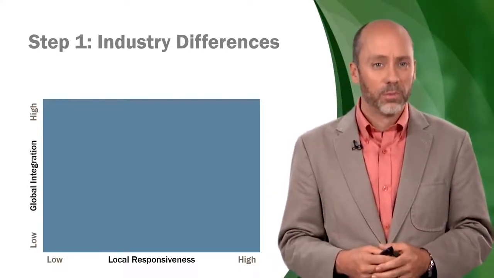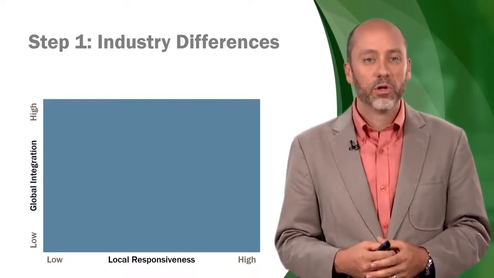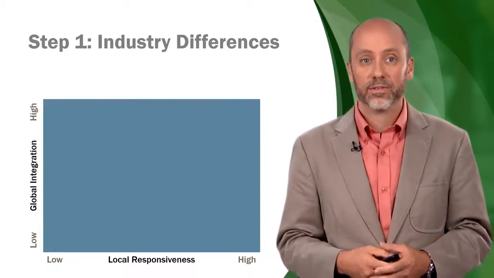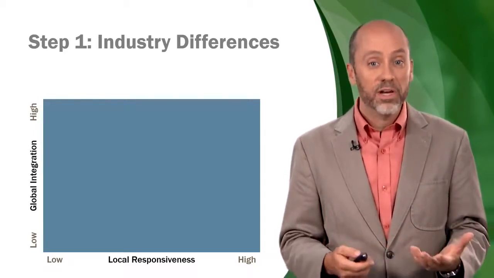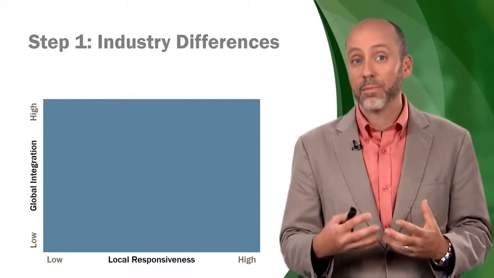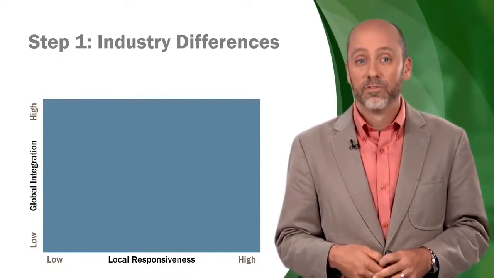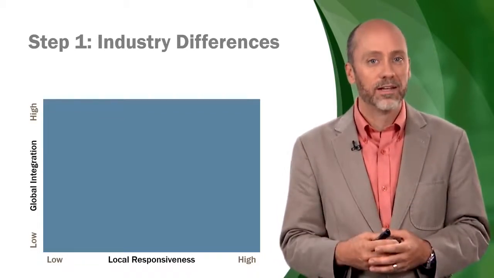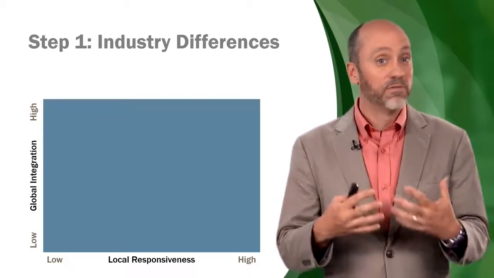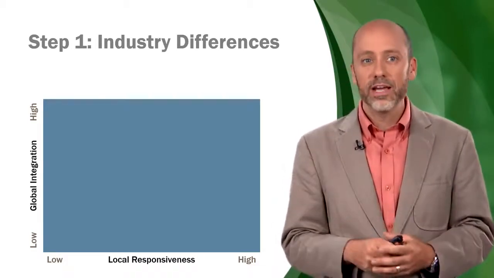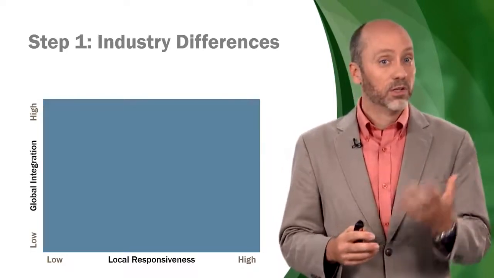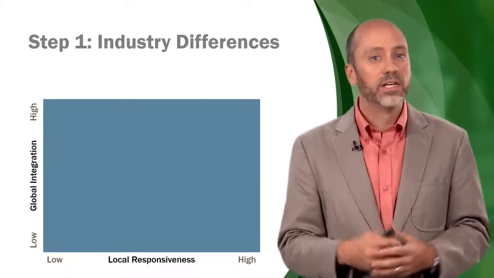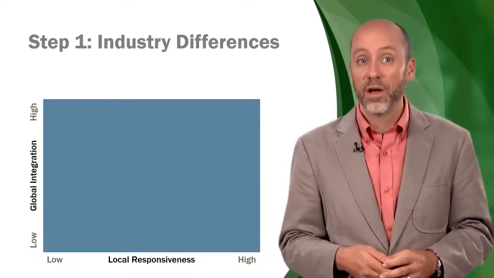So on one axis we have global integration, on the other axis we have local responsiveness. And maybe the first step here is to think about how industries differ. As I mentioned, some industries place a premium on global integration. Others might place a premium or realize a lot of advantages from local responsiveness. So industries might differ. So perhaps the first step here is to understand the industry or market segment that you're focused on and where you would put it on this diagram. Is it an industry that favors global integration and could really take advantage of standardization and centralized production? Or is it an industry that places a large premium on local responsiveness?